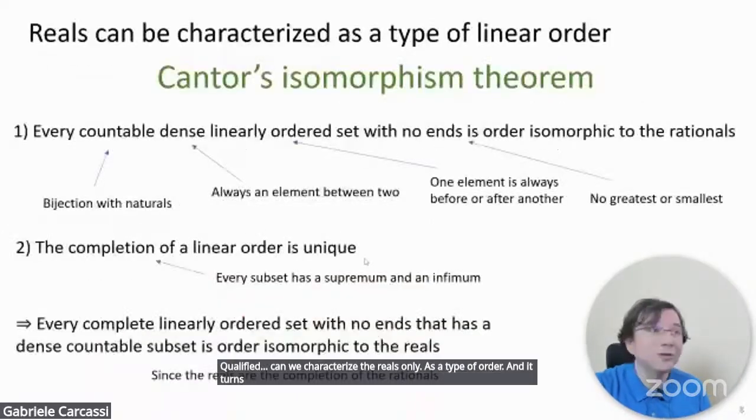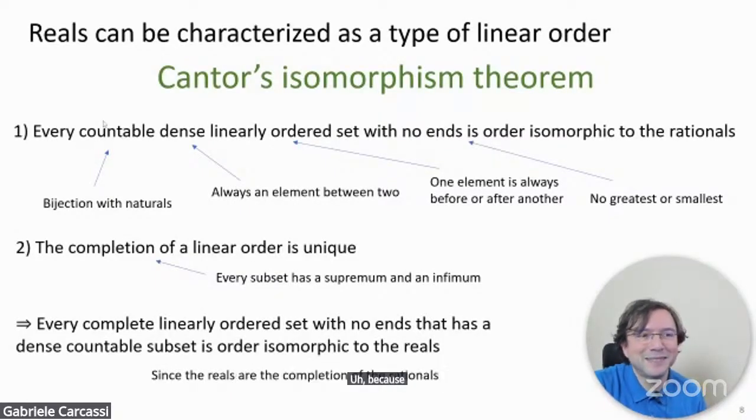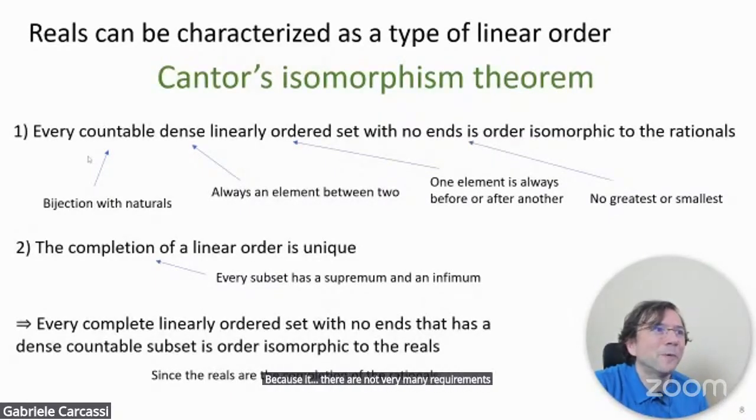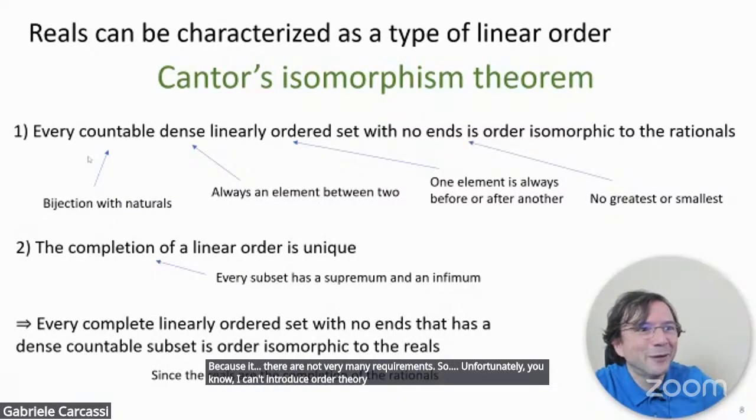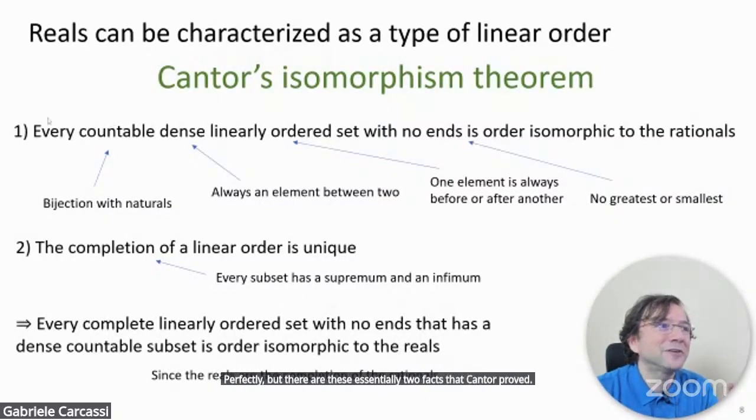And it turns out that you can, and that's what Cantor did as a characterization of the reals. And it's very beautiful because there are not very many requirements. Unfortunately, I can't introduce order theory perfectly, but there are essentially two facts that Cantor proved. First, that every countable, dense, linearly ordered set with no ends is order-isomorphic to the rationals.